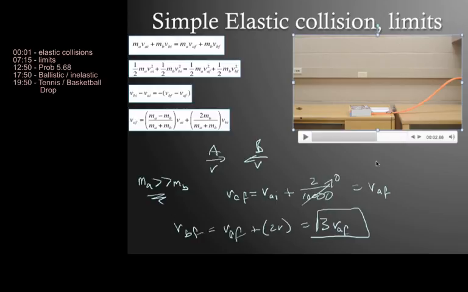So after the collision, we have A still moving this way with velocity V. But after the collision, B has to turn around and go 3 times faster back the other way. So B's change in velocity is actually 4V.